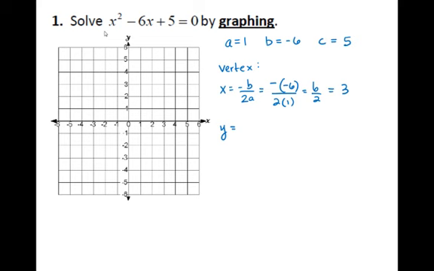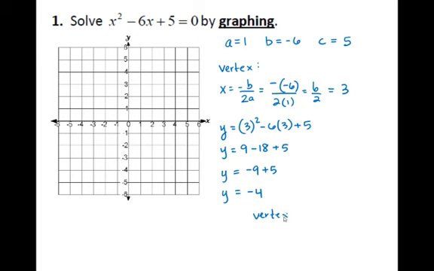Substitute that value into the original equation. Y equals 3 to the second power minus 6 times 3 plus 5. Y equals 9 minus 18 plus 5. Y equals negative 9 plus 5. Y equals negative 4. So the vertex is at 3, negative 4. That's a point in the fourth quadrant.